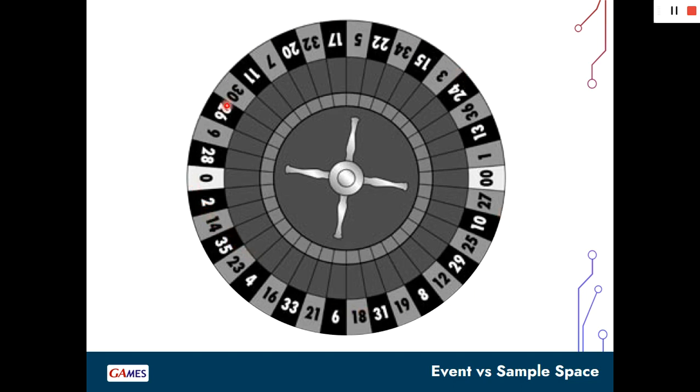Sorry, I made a mistake here. It's not 19 that we're going to have, because if you're excluding 0 and 00, the total number of numbers now will be 36. So even numbers will be 36 divided by 2, which is 18. So we have 18 here, not 19, because we have 36 total numbers, not 38. Sorry about that. So 0 and 00 are out of the way. So we have 18 even numbers.